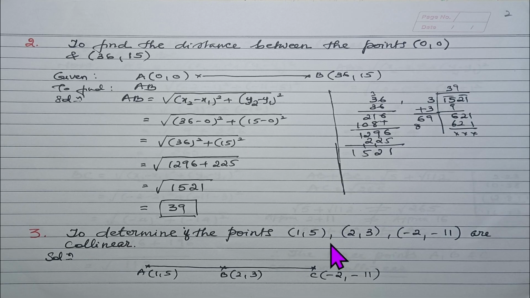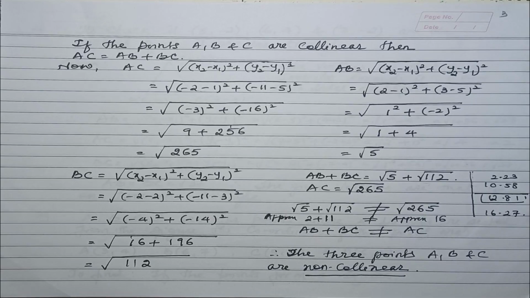Now to determine whether the points (1, 5), (2, 3), (minus 2, minus 11) are collinear. So we are given here 3 points and we have to show that they are collinear. Collinear means they lie on the same straight line. And for that the procedure is very simple. Assuming that A, B, C are collinear, then we have to show that AC is equal to AB plus BC. That means the distance AB, if I add to the distance BC, then AB plus BC must be equal to the distance AC. If I show that they are equal, then the points are collinear.